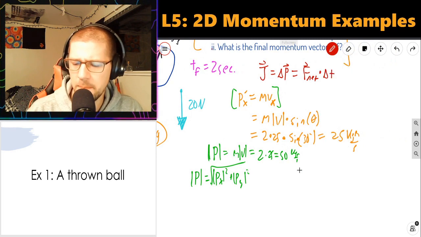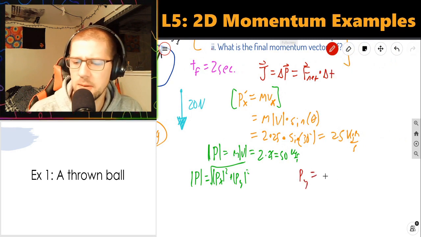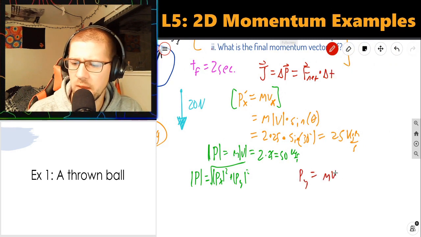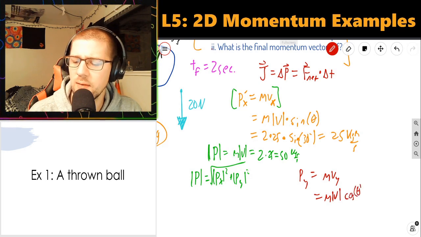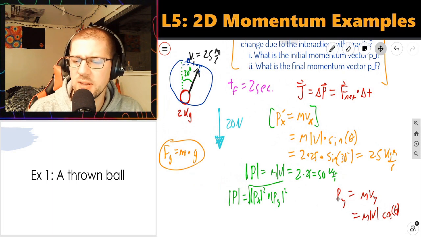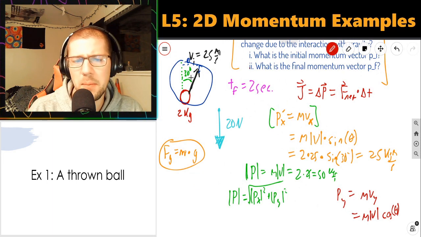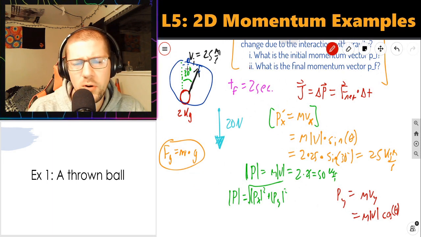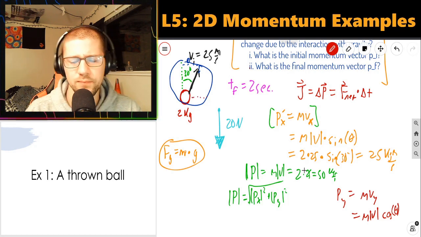Or I can use the same rule that I used above, except with cosine instead. So py is going to be m v_y, which is m times the magnitude of v times cosine of theta. Again, they've swapped. It's usually sine of theta for the vertical component and cosine for the x component. But here I'm measuring my angle relative to the vertical instead of the horizontal.